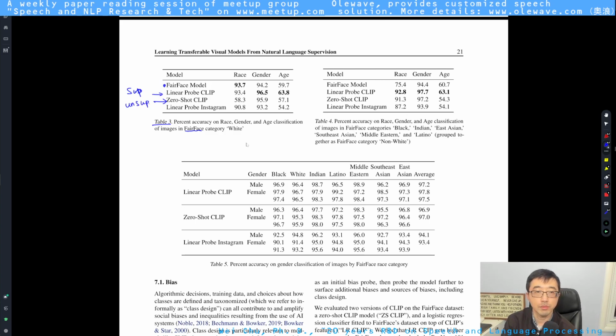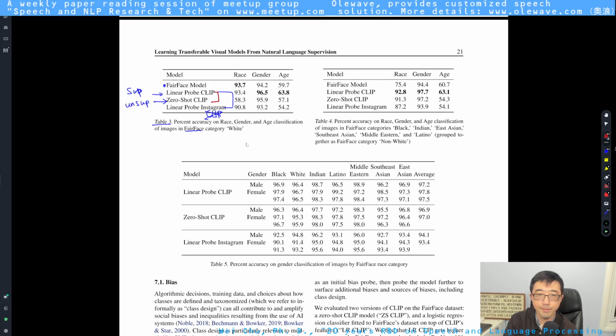And what is the linear probe Instagram? It's probably trained on Instagram. Another pre-trained model. It's not a CLIP. No, this is not a CLIP. This is for comparison purpose. So you can see these two are comparable. Make sense? And these two are comparable. Make sense? These two algorithms are comparable.